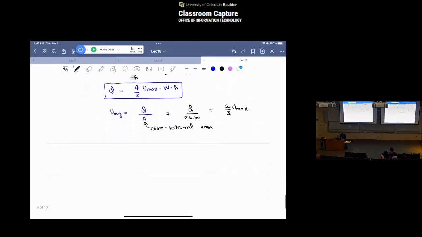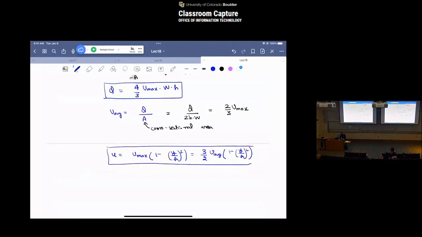Finally, what I want to show is that you can also write your velocity profile as u max times 1 minus y by h whole square, or you can write this as 3 by 2 times u average into 1 minus y by h whole square. Okay, this is another way to write it. So the average velocity is lower than the maximum velocity, it is 2/3 of the maximum velocity. Velocity at the walls is 0.